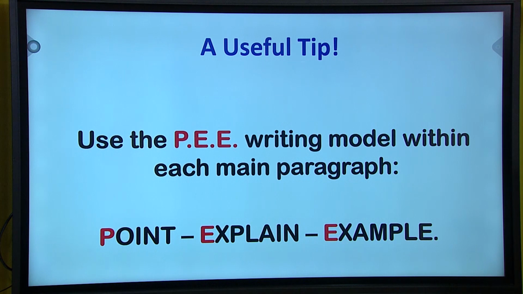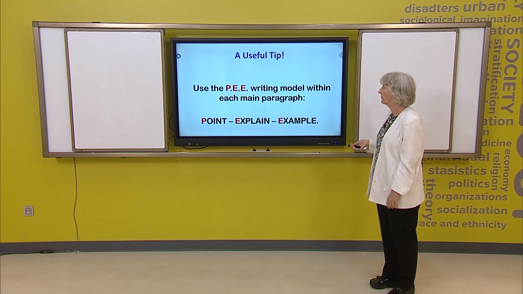A useful tip. I'll give you a tip at the end of this little lesson here. Use the PEE writing model within each paragraph. If you can remember the acronym PEE, it stands for point, explain, example. So you make your point, you explain your point, and you give an example of your point. And if you do that in each of your main paragraphs, you will have easily covered your 5 sentences. And you will have included everything you need to have there. Point, explain, example. Okay?